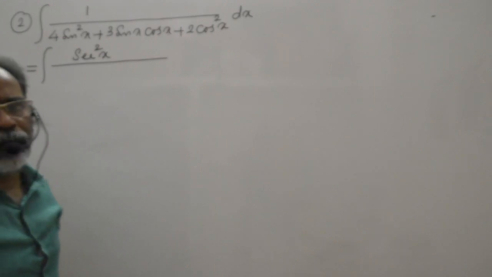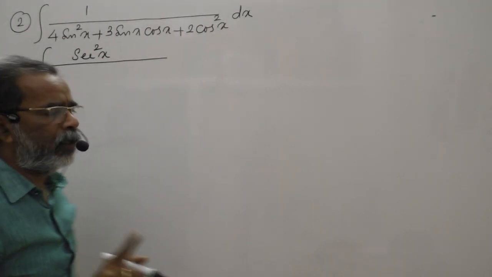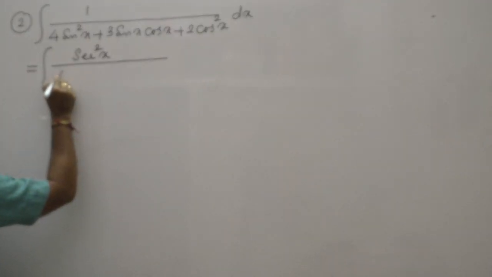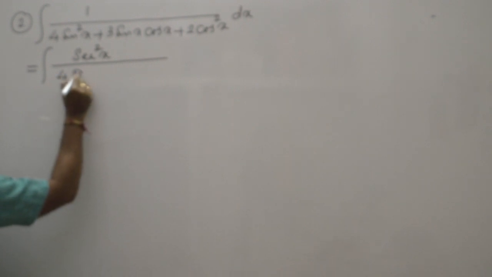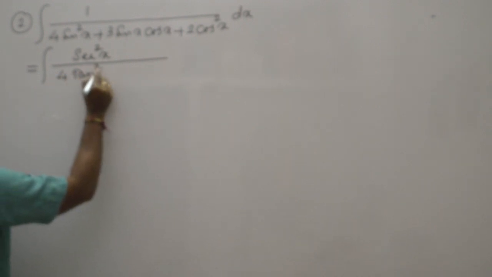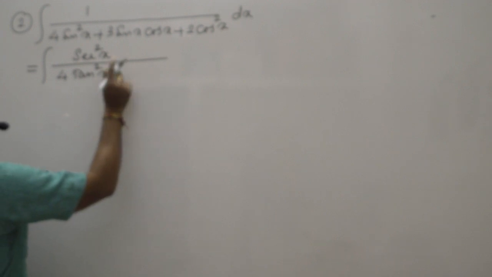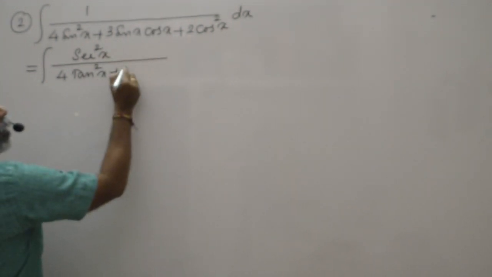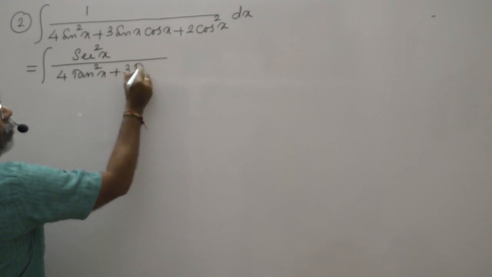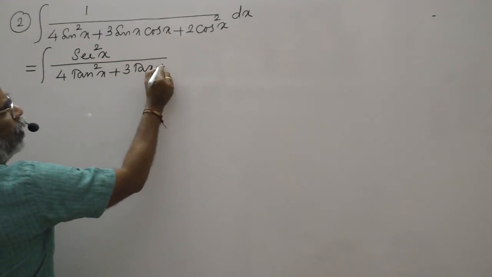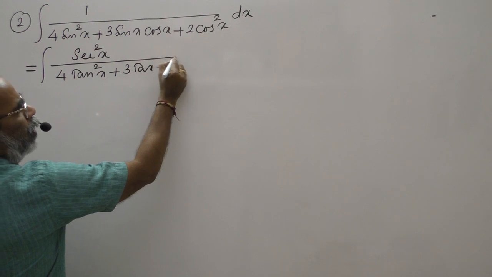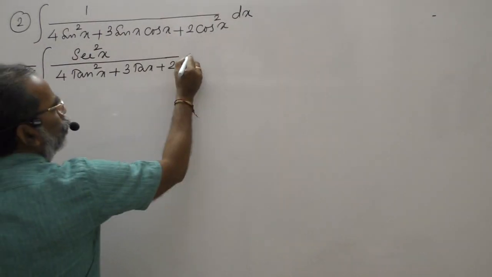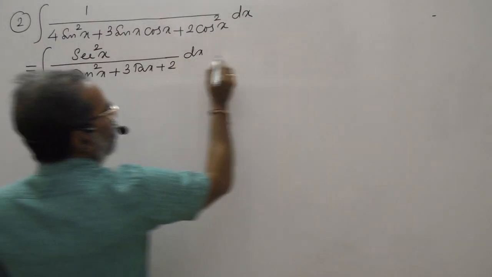Multiplying with secant square x means dividing by cos square x. Therefore, sine square by cos square is tan square x. Here, if you divide by cos square, one cos will be cancelled. Sine by cos will be tan x. And here, dividing by cos square, you will get 2, into dx.